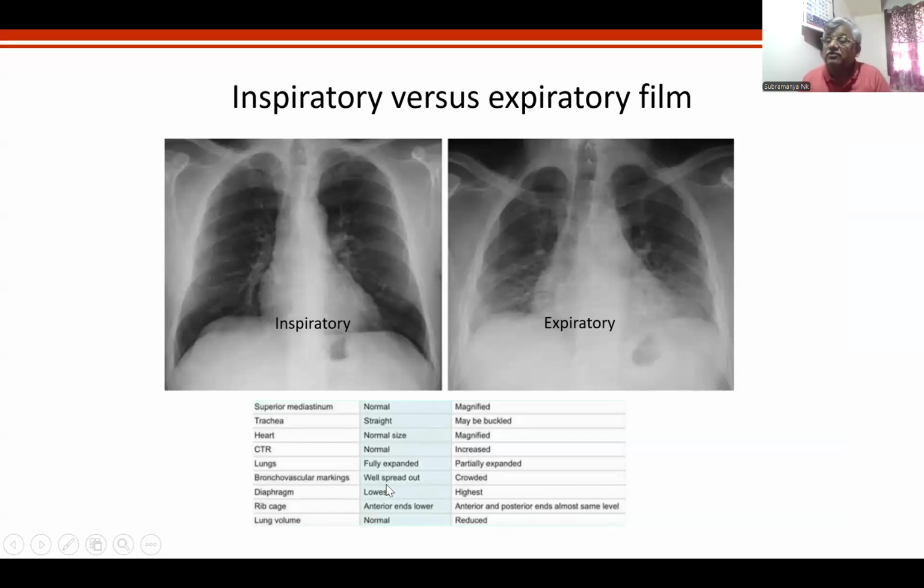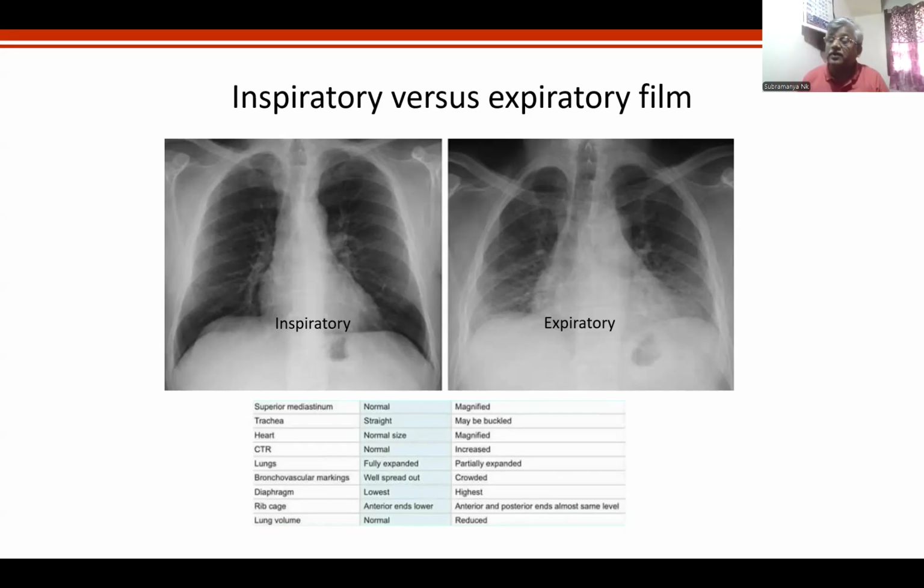Now, this is important for you in interpretation. Bronchovascular markings are crowded in an expiratory film, and you always make an overdiagnosis of inflammation. Inflammation means more bronchovascular markings in the chest, and you always say there are increased vascular markings and a probability of pneumonia in an expiratory film.